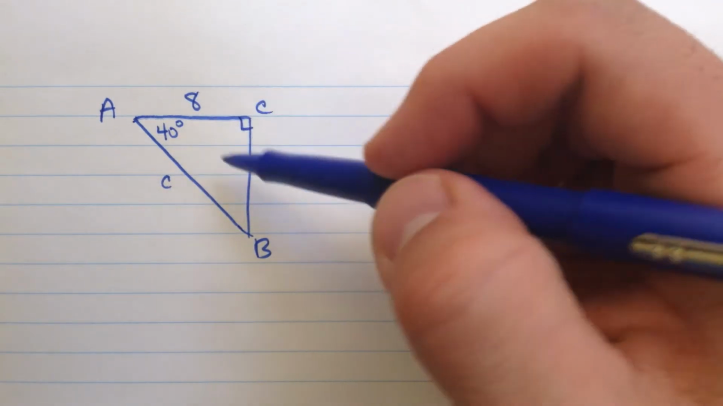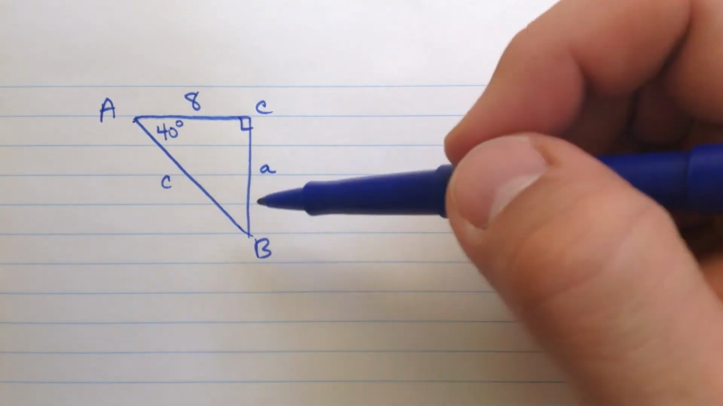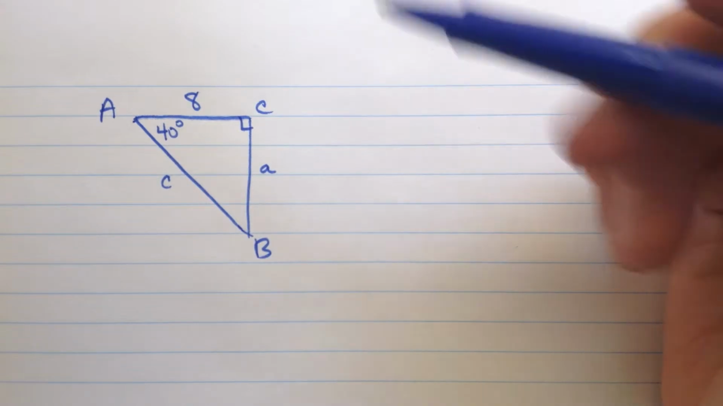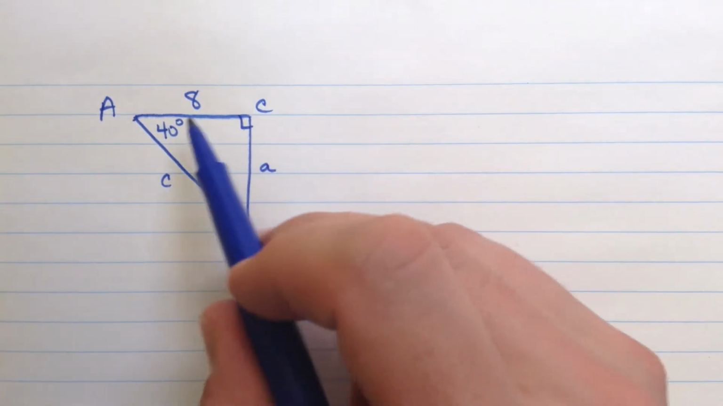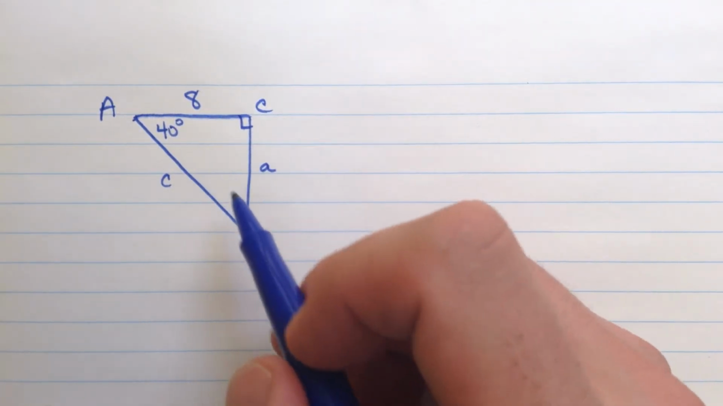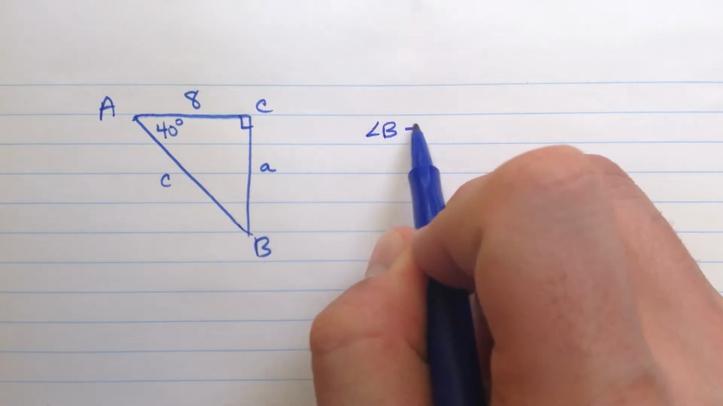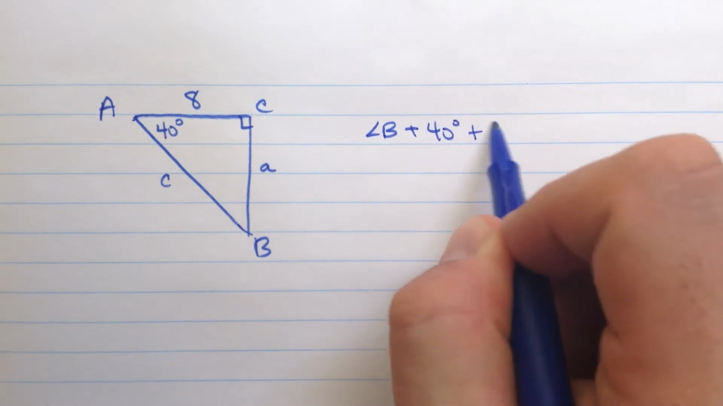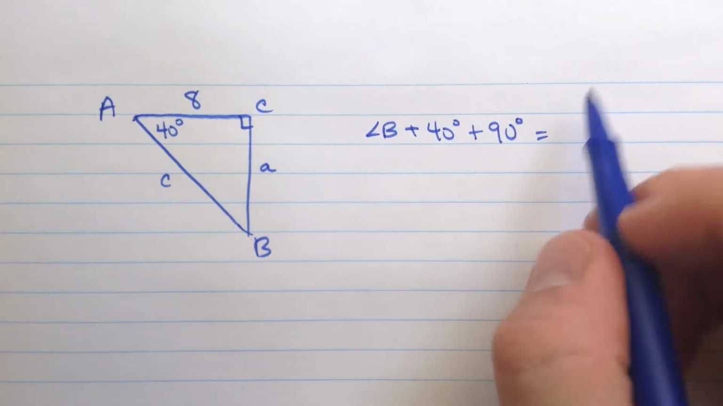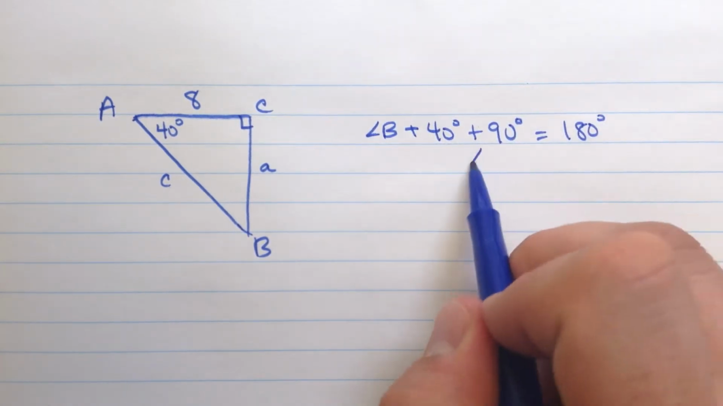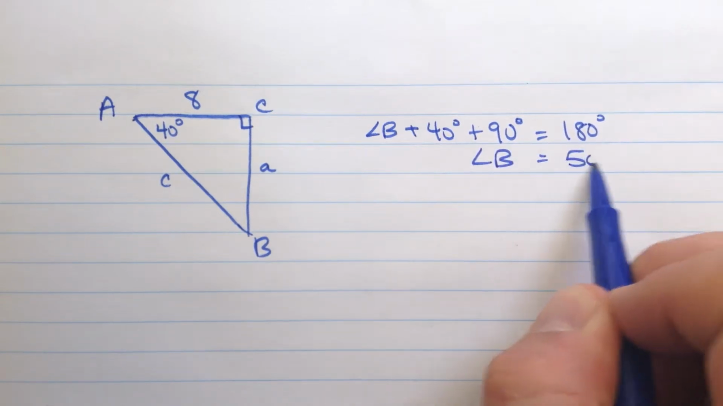What are these two sides? What is this other angle? And so we know everything there is to know about this triangle. Well, the first thing is that in triangles, the angles always add up to 180 degrees. So I know that angle B plus 40 degrees plus 90 degrees equals 180 degrees. And so B has to be equal to 50 degrees.